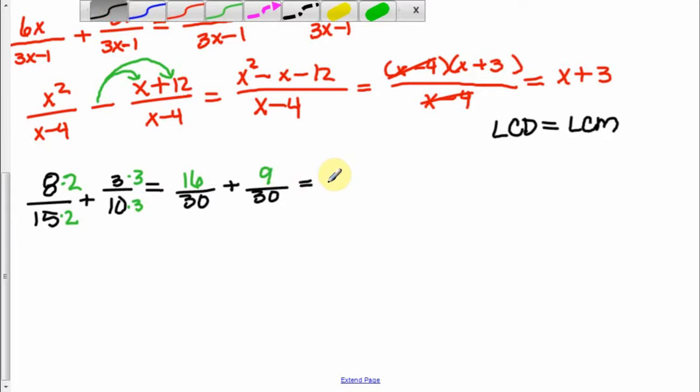And then we can use our rule that we just wrote at the top of this page, which was keep the denominator, and 16 plus 9 is... I'm sorry? Oh, yes. But is that right? 25? Yes. And then we're going to reduce the fraction, 5 goes into both of them, 5, 6. Very good, Amber. Thank you.